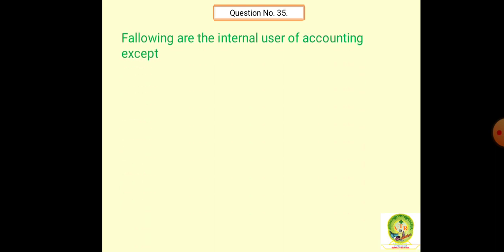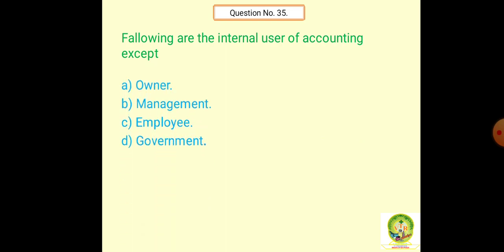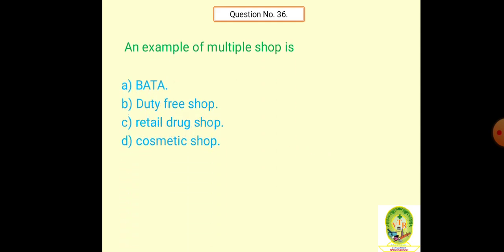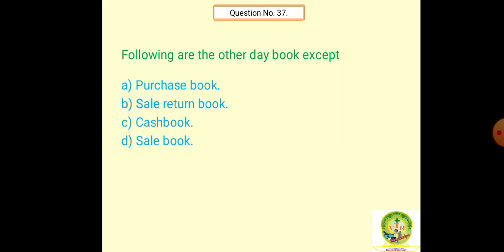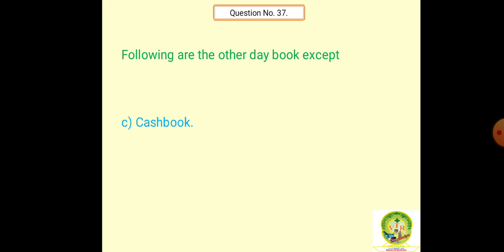Following are the internal user of accounting except. Options are A. Owner, B. Management, C. Employee, D. Government. Right answer is D. An example of multiple shop is. Options are A. Bata, B. Duty free shop, C. Retail drug shop, D. Cosmetic shop. Right answer is A. Following are the other day book except. Options are A. Purchase book, B. Sale return book, C. Cash book, D. Sale book. Right answer is C.